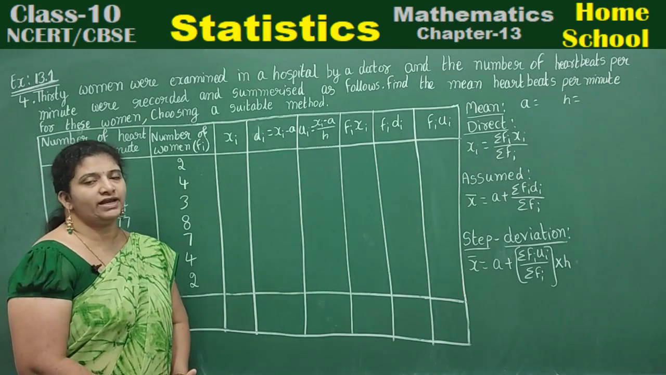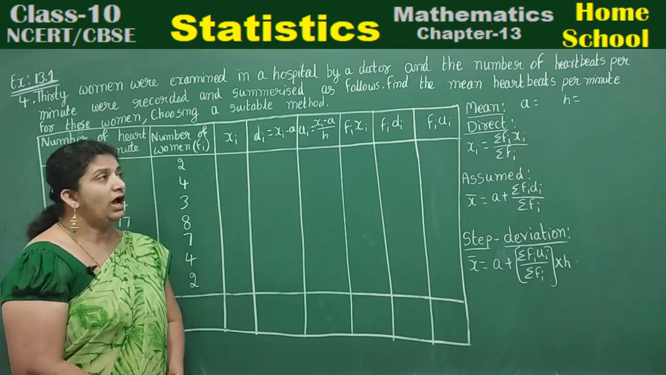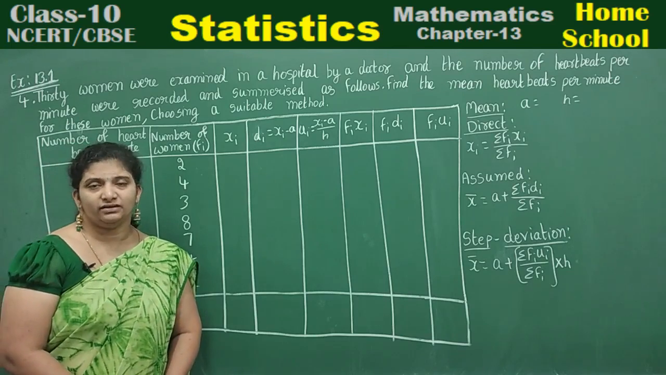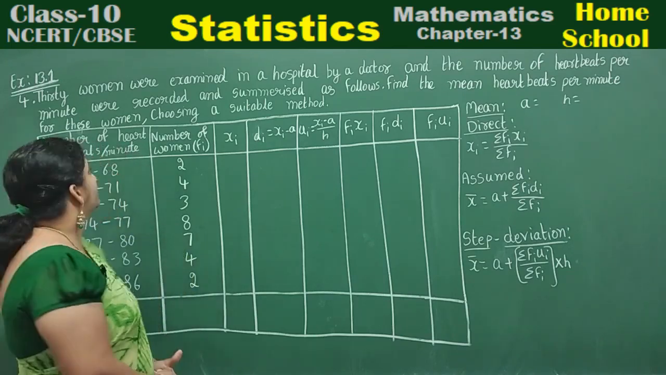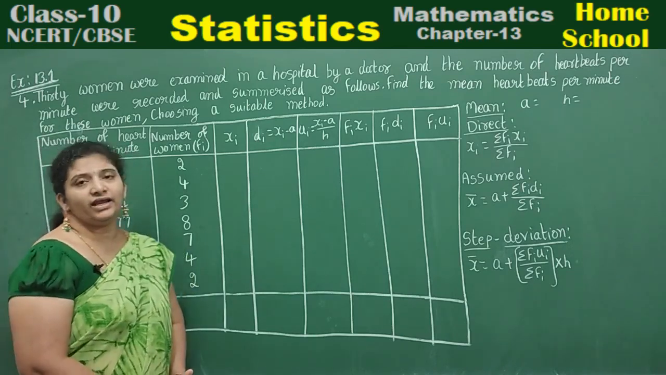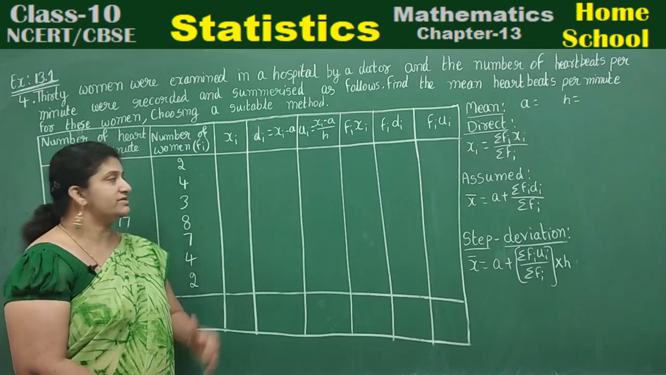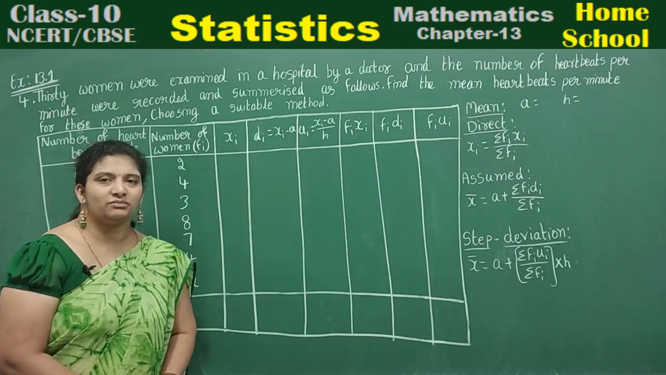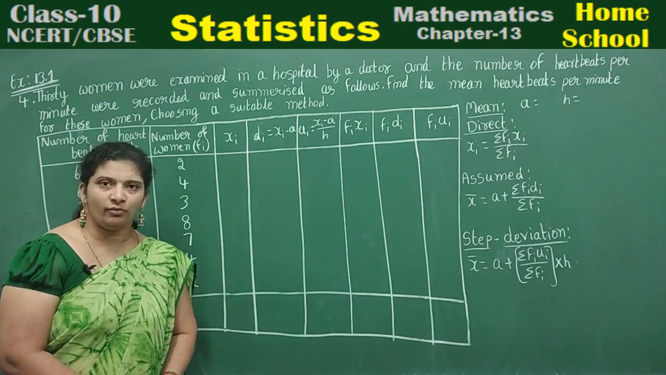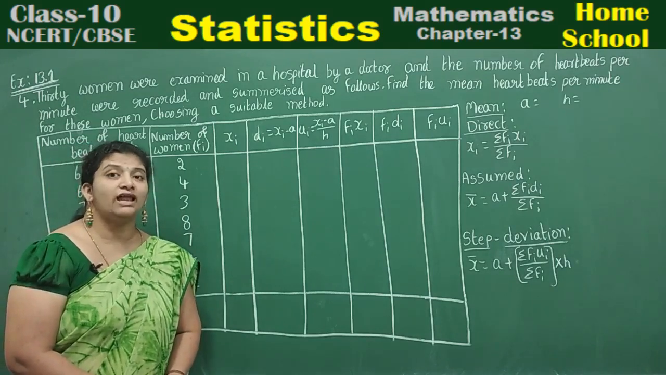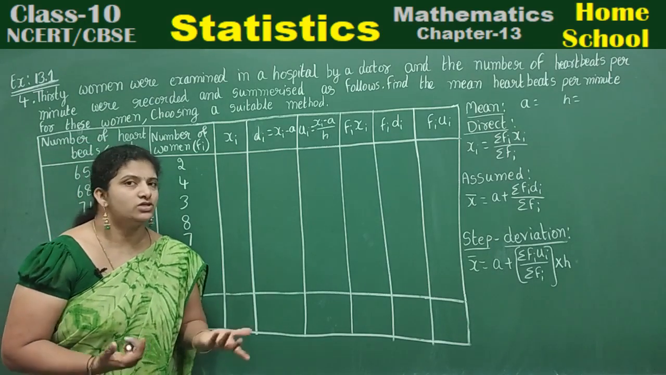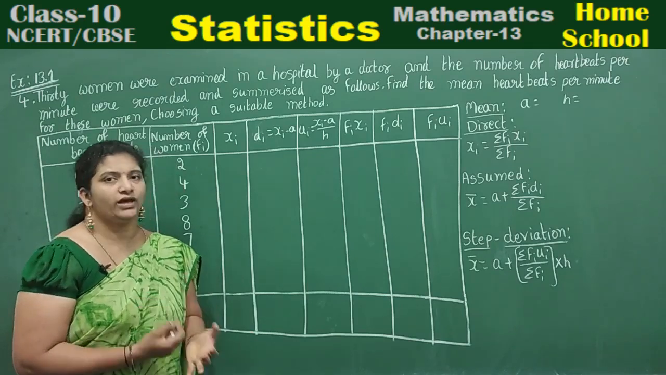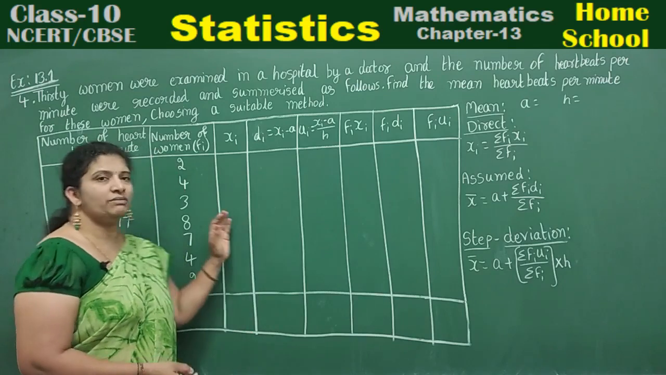Thirty women were examined in a hospital. Heartbeats per minute were examined for 30 women, and they recorded the heartbeat and summarized it, and the data is given here. Find the mean heartbeat for these women is your problem. That means we need to calculate the mean. Which method? Whichever method you feel comfortable with, you can go with it. Let's see the problem here.